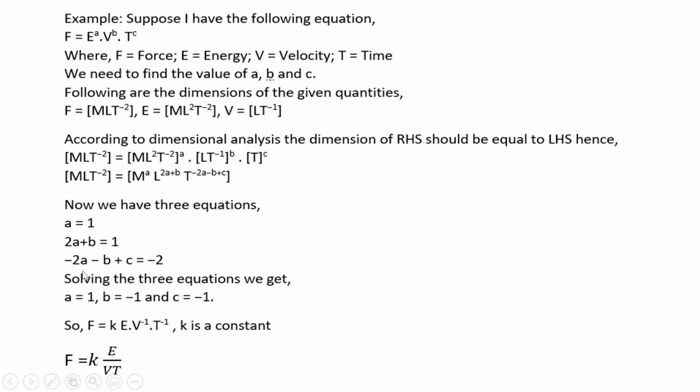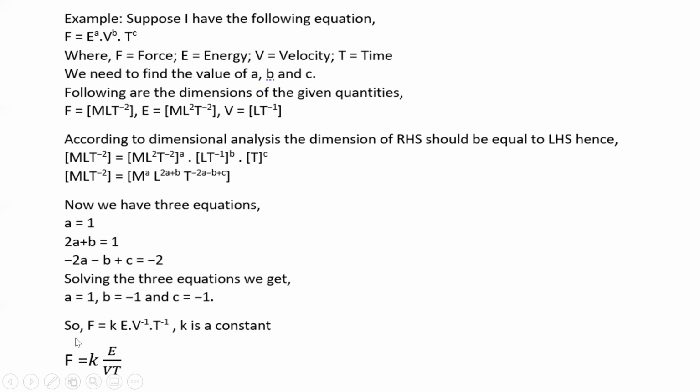So put a is equal to 1 and b is equal to minus 1 in this equation. So you will get minus 2 minus of minus 1 will be plus 1. So minus 2 plus 1 is minus 1, plus c is equal to minus 2. So when you take minus 1 to this side, it will be plus 1. So c is equal to minus 2 plus 1, which is minus 1. So you got these three expressions. So let us put a, b, and c in our initial expression.